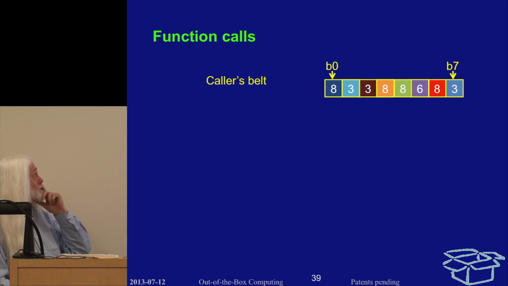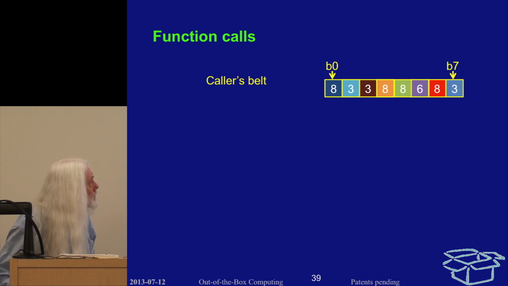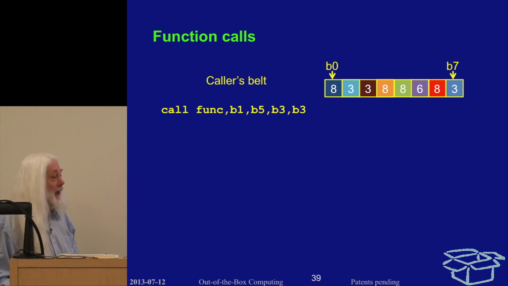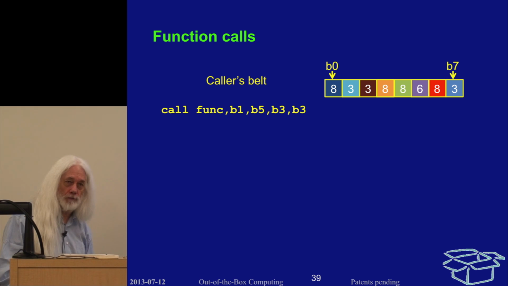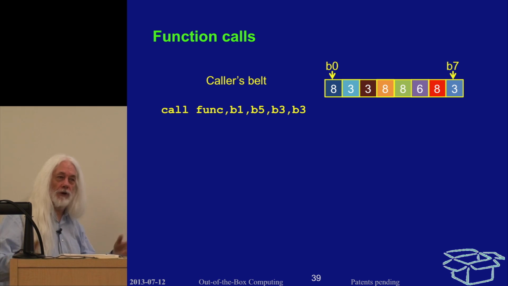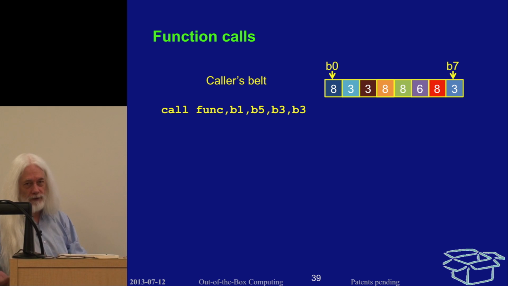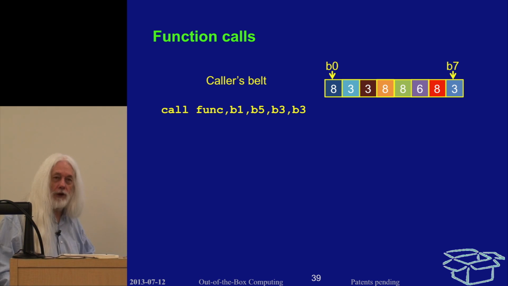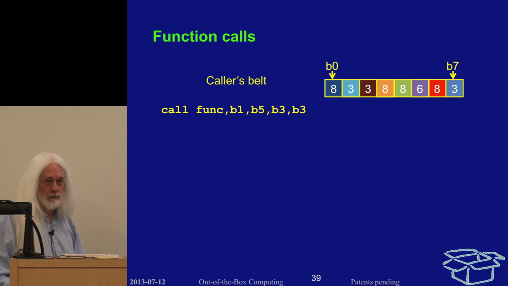Function calls. Assume that this is your caller's belt. And this is the call operation. Func is whoever we're calling, and the other 4 things there are belt positions for function arguments. No, you do not have to load the registers. No, you don't have to save registers. No, there's no warm-up protocol to get your stack. Call operation. That's all there is.